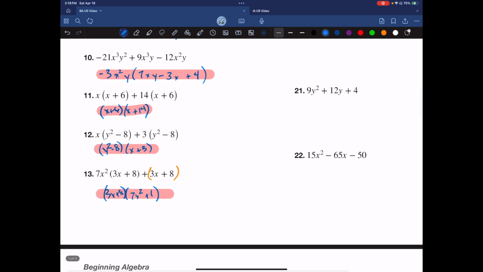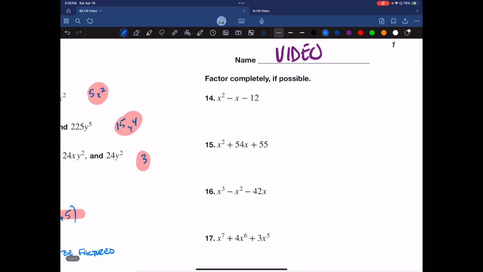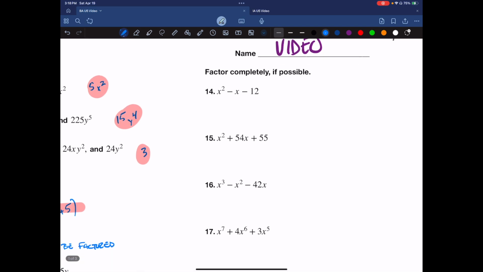Okay. It says factor completely if possible. So it means some of these may not be possible. So just keep that in mind.